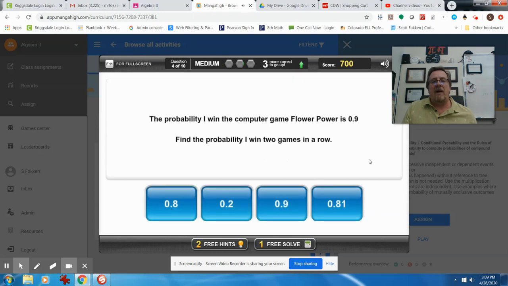The probability that I win the computer game Flower Power, ooh, I love that game, is 0.9. Find the probability that I win 2 games in a row. So if each one's 0.9, I'm just going to take 0.9 times 0.9, and I think that gives me 0.81.